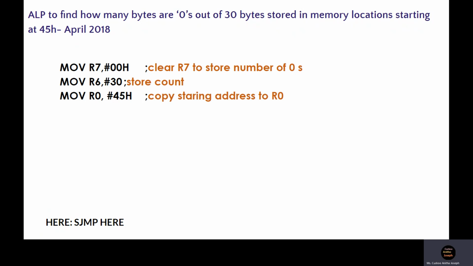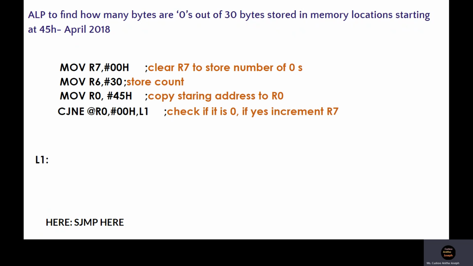So in this program, it will be CJNE @R0, #00H, L1. R0 is the indirect register to which we have copied our starting address. 00H is the value with which we have to perform the comparison. And L1 is the relative address. So if the first operand and the second operand are not equal, then we will jump to L1. Let's give the label L1 somewhere here so that we have reserved some space to write the instructions where the contents are equal.